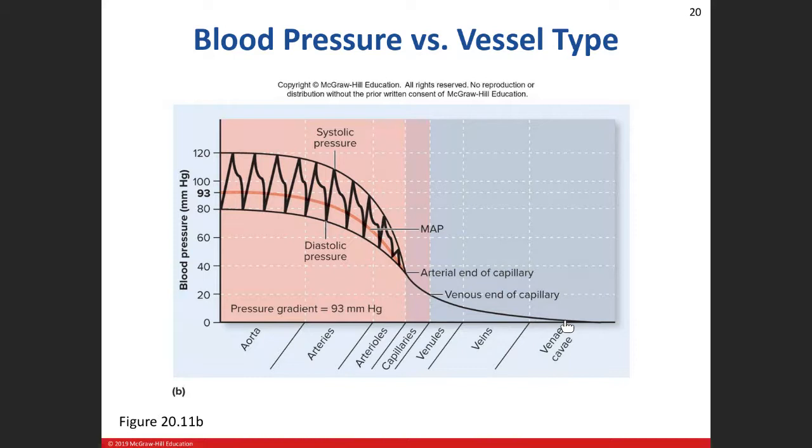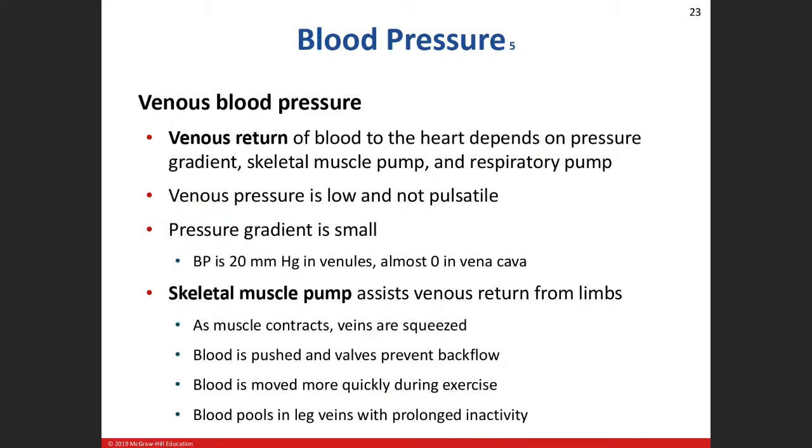That's the pressure of the blood. So how are we going to get blood into the heart? If the blood pressure is zero, let's find out. Aren't you excited? I am. All right, so here are the three things. The pressure gradient, always keep in mind, pressure gradient, skeletal muscle pump, and the respiratory pump.